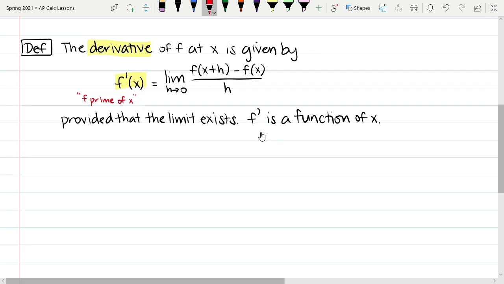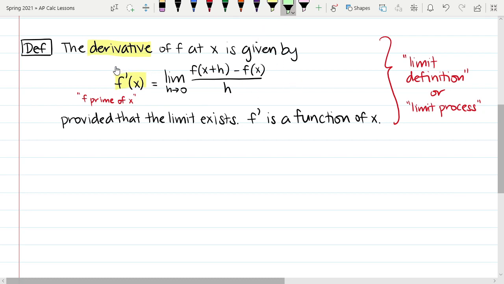When we use this limit definition, that's referred to in directions as the limit definition, or sometimes they'll refer to it as the limit process. So if a question ever asks you to find the derivative using the limit definition or find the derivative using the limit process, again the key word here being the limit, then what they are asking you to do is to use this formal definition here.